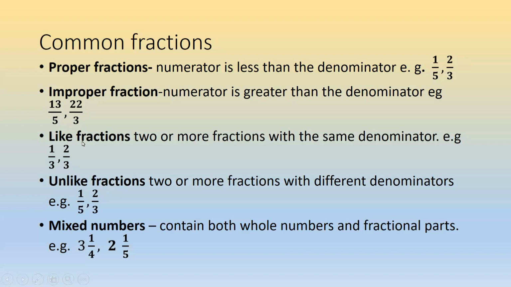Then we also have like fractions, where we have two fractions that have the same denominator. You see here, both fractions have three as their denominator. So that should tell us that these two fractions are like fractions. And unlike fractions are two or more fractions that have different denominators. So these two fractions here are unlike fractions because they have two different denominators.